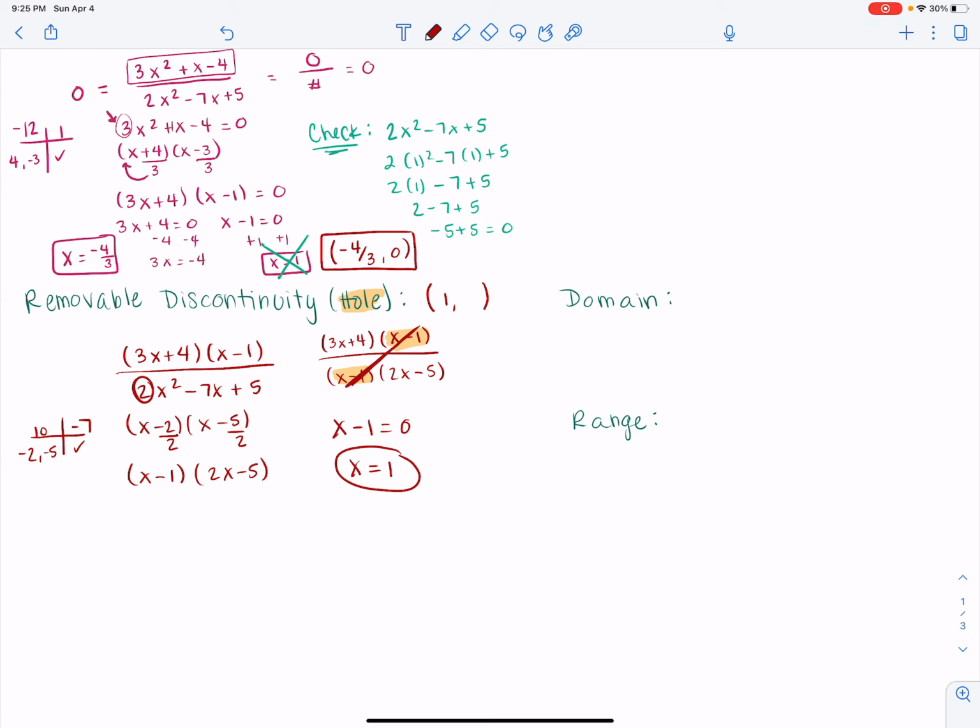So when I pretend those don't exist, then I have 3x plus 4 over 2x minus 5 left. I'm going to replace my x's with 1, because that's the number I found for x. So 3 times 1 is 3, plus 4. 2 times 1 is 2, minus 5. That's 7 over negative 3. So the y value, when my hole is at x is 1, the y value is negative 7/3.